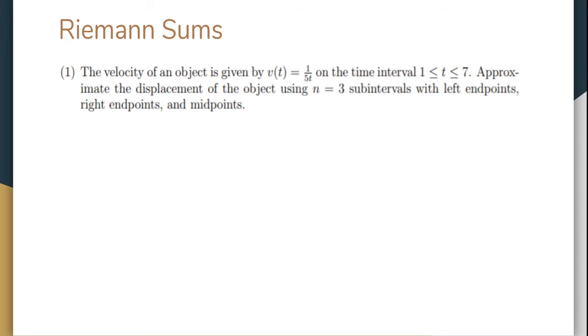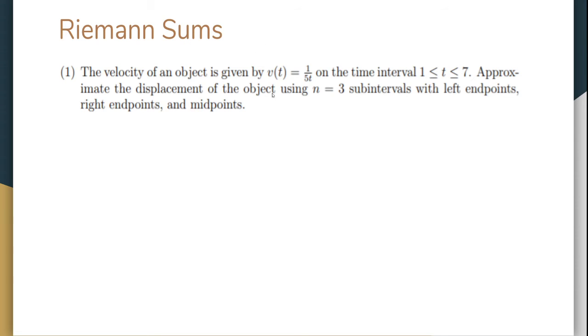So the velocity of an object is given by v of t equals 1 over 5t over some time interval, 1 is less than or equal to t is less than or equal to 7. One thing I'll just say now is the less than or equal to doesn't matter in antiderivatives, because if it instead said 1 is less than t is less than 7, the answer would be exactly the same.